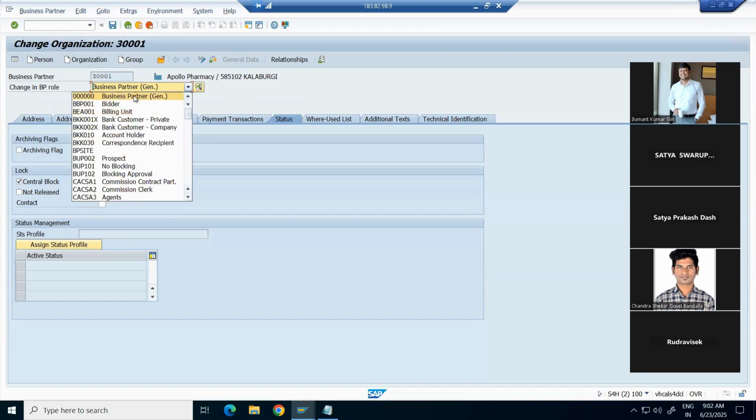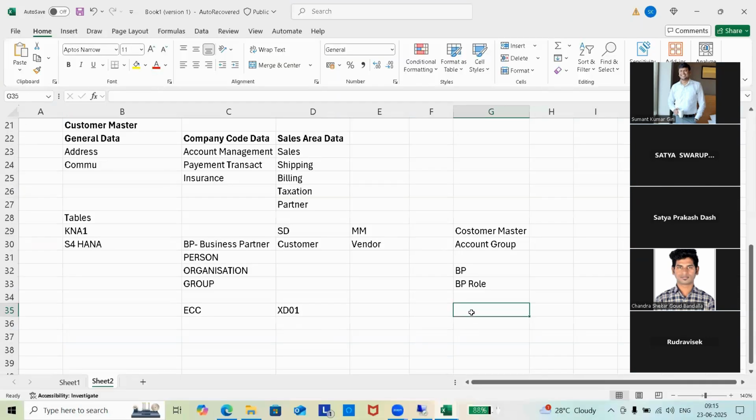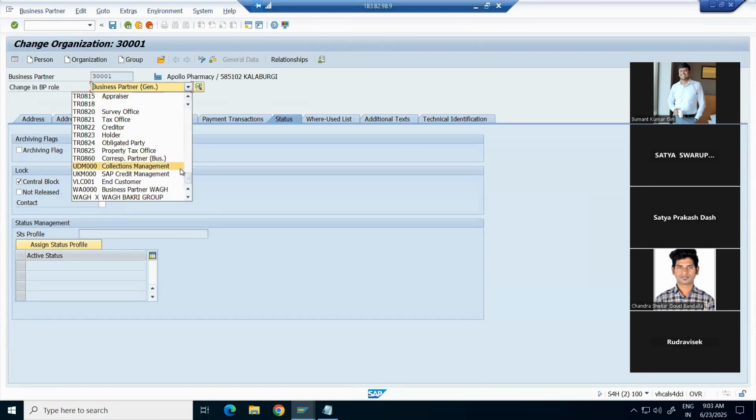So what is the business partner role code? The business partner role code is this, 6 times 0. This is the SAP standard. Okay, 6 times 0. But when that business partner plays the role of a customer, then the role will be FL. Go to the F series.